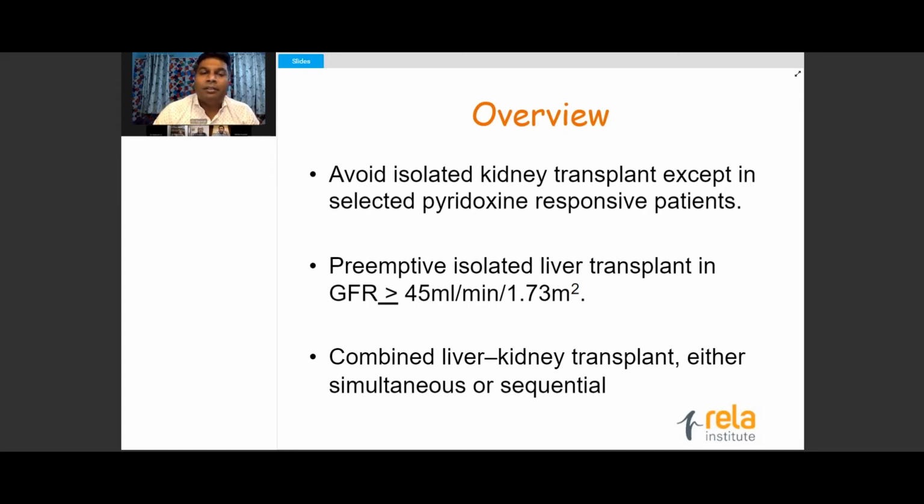I think usually one of the siblings will have a combined kidney liver, and while screening we find out that the other sibling has the problem as well. The problem here is we cannot assess the time frame for when the kidneys are going to go off. So we monitor them. When the GFR touches around 45 to 50, then we can safely do a preemptive liver transplant, which we have done. And a combined kidney liver, which could be either simultaneous or sequential.